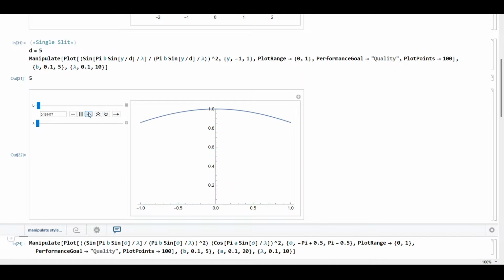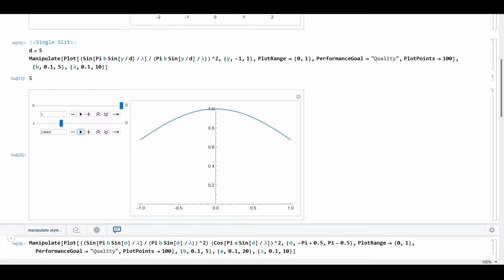With wavelength, the reverse effect happens. With wavelength, as the wavelength increases, your pattern becomes broader. So let me keep the slit width at the maximum and let me now play the video for the wavelength. So see, as wavelength is increasing, the pattern is becoming broader and broader. Even broader. Okay, let me stop it now.